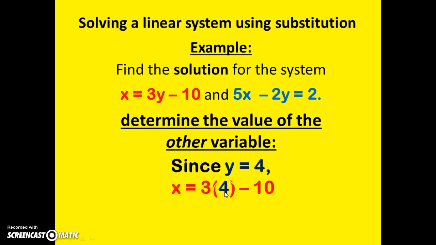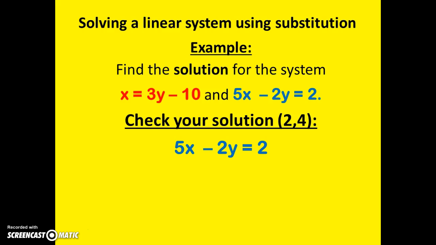So 3 times y, okay, which is now 4, is 12. 12 minus 10 is 2. So we have our two values. We have our x equals 2 and our y equals 4. So we found the solution. Now the last thing to do is just check your solution. Okay, so our solution is x equals 2, y equals 4.